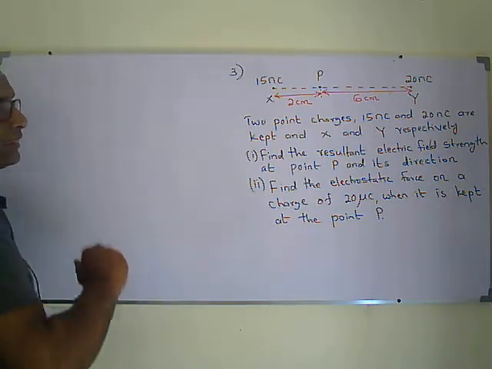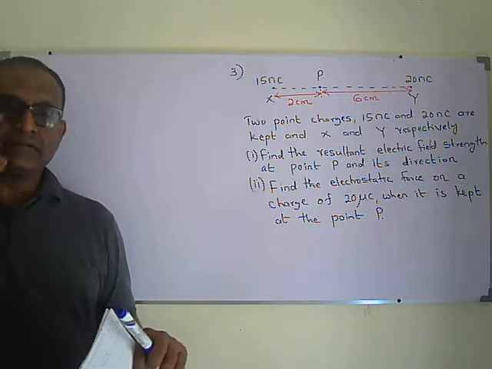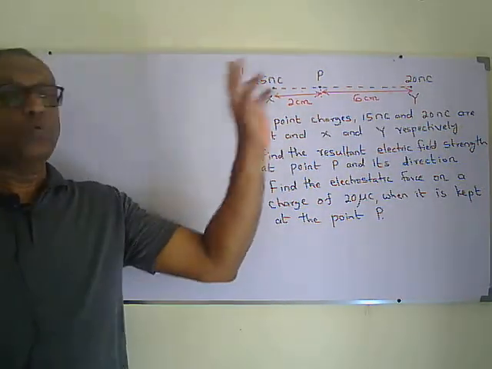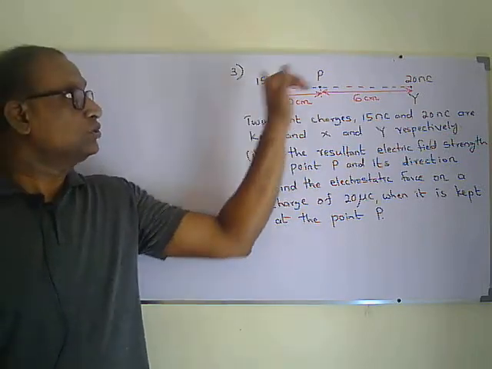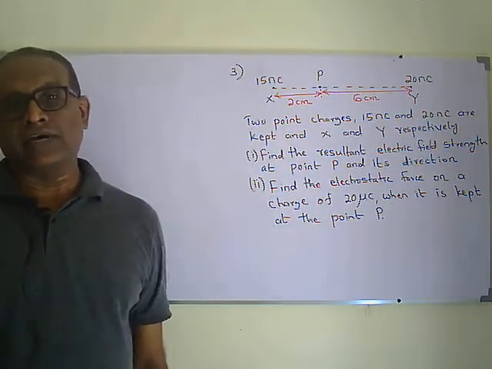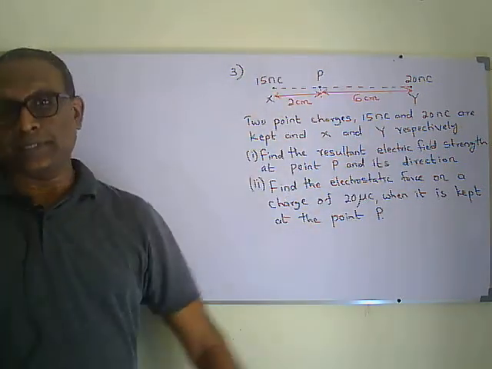Okay, so this is the third question. Here we are going to find the resultant electric field strength at a point when there are more than one charge. So there are two charges actually. When there are two charges, how to find the resultant electric field strength at a point in space.